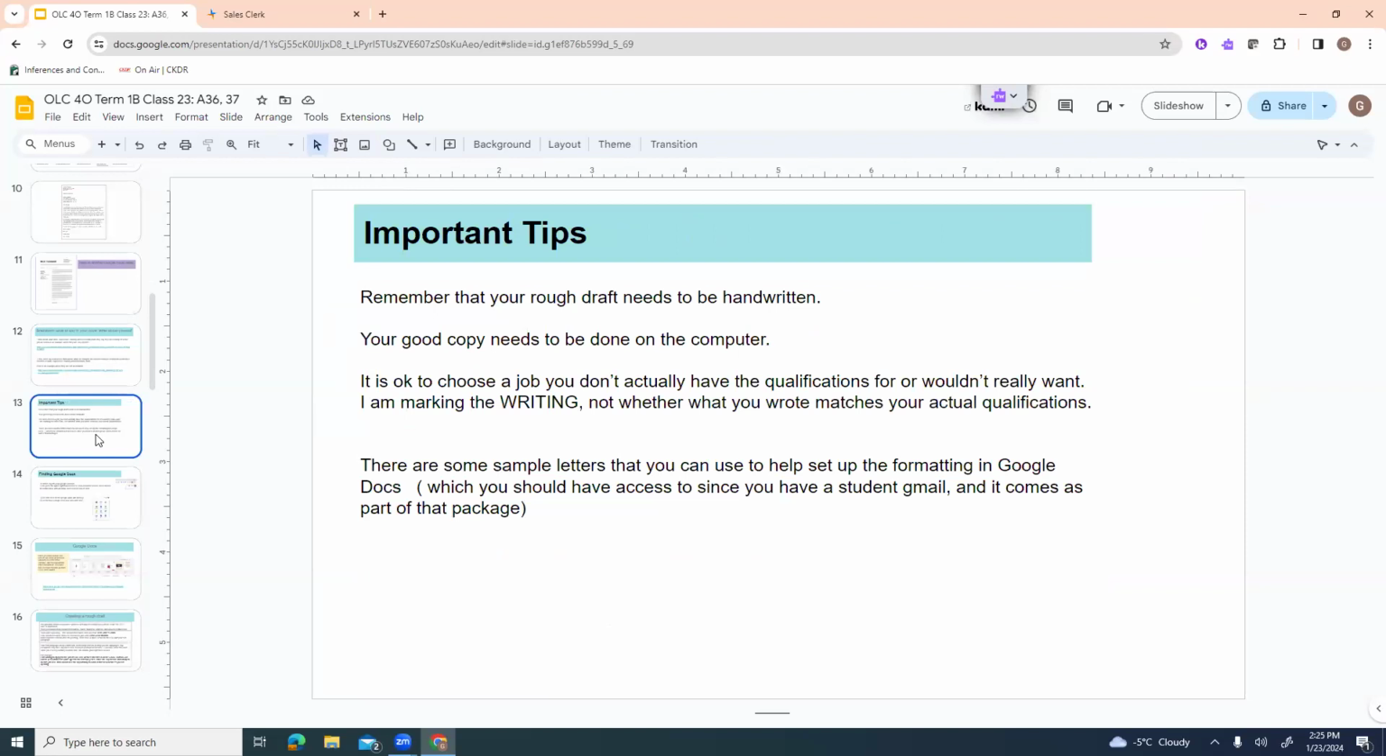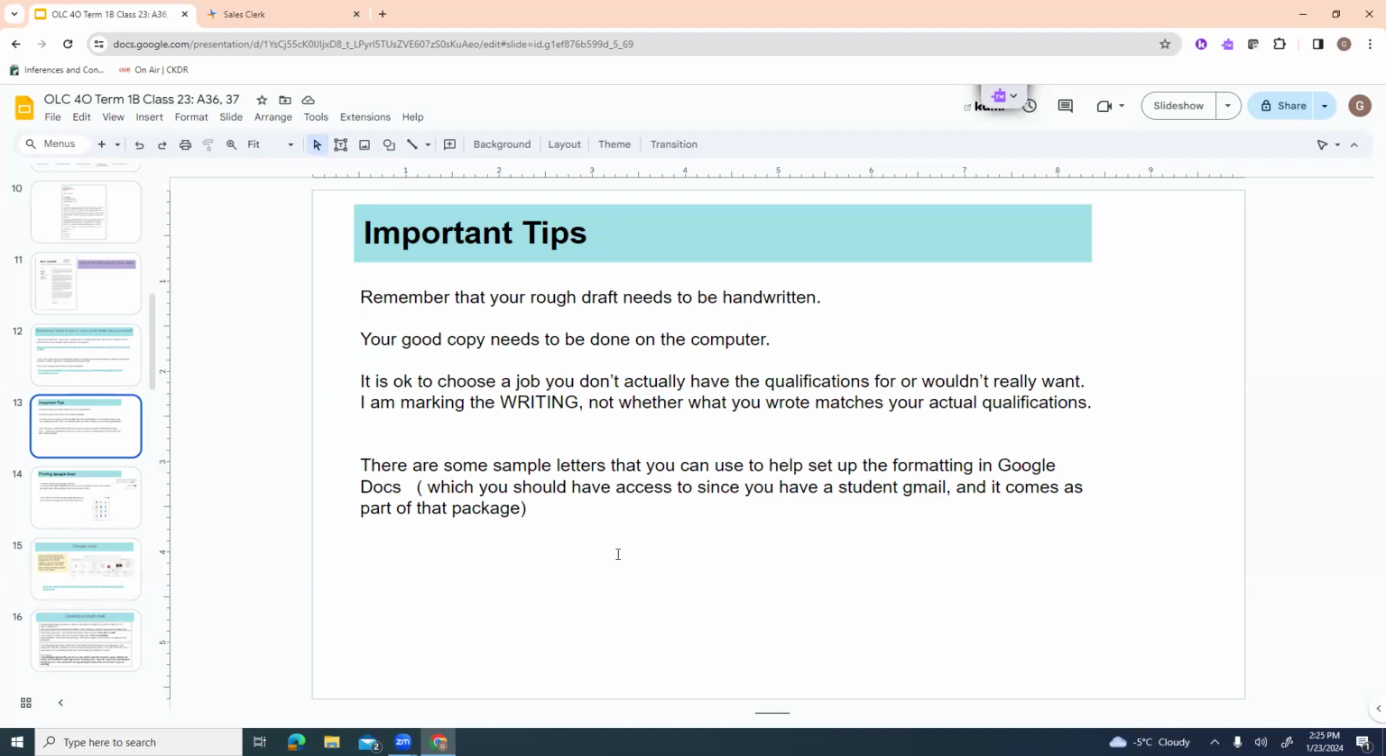Okay, remember that the rough draft needs to be handwritten, good copy on the computer. It's totally fine to choose a job that you don't actually have the qualifications for or that you wouldn't really want. We're just pretending here, so that's fine. I am just marking the writing. I don't care whether what you apply for is something you actually have the qualifications for. Although if you're applying for, say, a job as a nurse, obviously I would suggest that in your cover letter you actually have training to be a nurse, right? So you would want it to match.